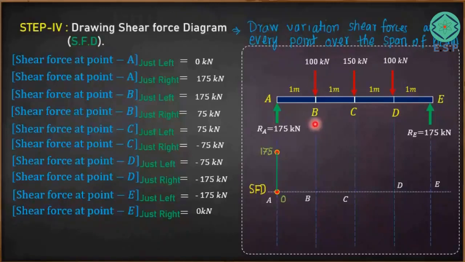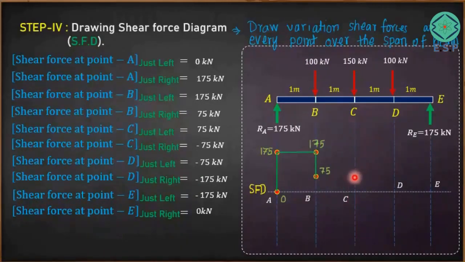Now at point B, we have 175 kilonewton, same value. Just left of point B, we have 175 as you see here, and as you cross point B, just right of it you get 75 kilonewton. So your value will come down like this. This is 175 as it is, but here it is 75 kilonewton because it has come down. As you cross point B, 175 minus 100 will come as 75. That variation is shown here.